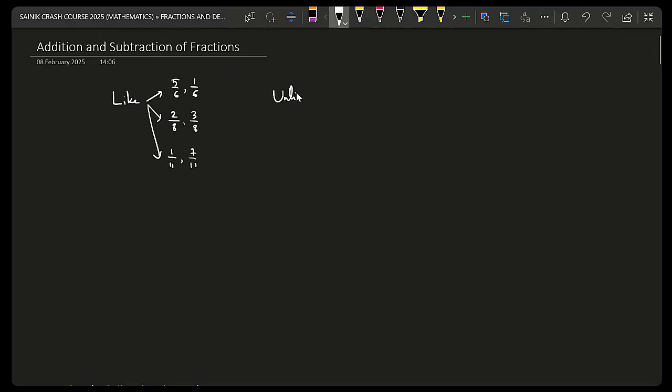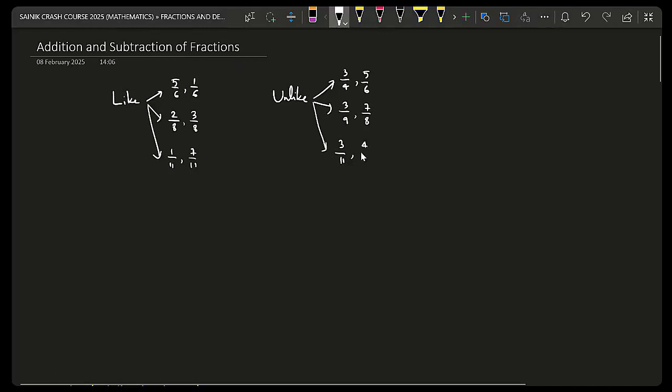Unlike fractions means fractions having different denominators. For example, 3 by 4 and 5 by 6 have different denominators, 4 and 6, so they are called unlike fractions. Similarly 3 by 11 and 4 by 13 are also unlike fractions.